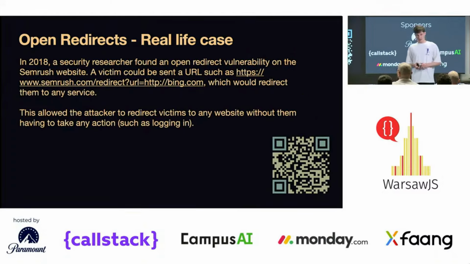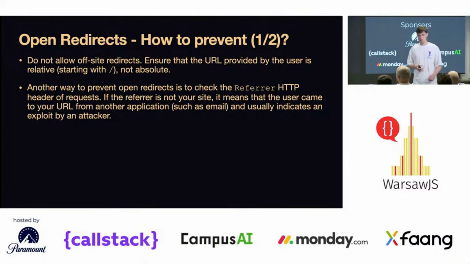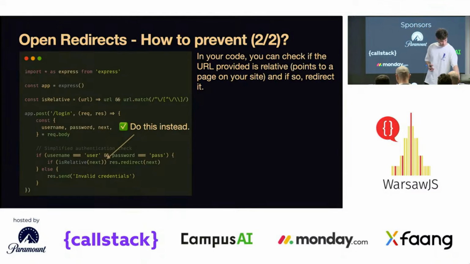later on. An example of open redirects would probably be SEMrush, which had this vulnerability, and it would allow attackers to redirect to any website without even the need for them to do any actions, like login or sign up. To prevent this vulnerability, you should always make sure that the URLs you're redirecting people to are relative to your website and not absolute. In our previous code, you can do this by making a regular expression like that, which checks that the URL starts with a slash. If it does, then we can redirect them.